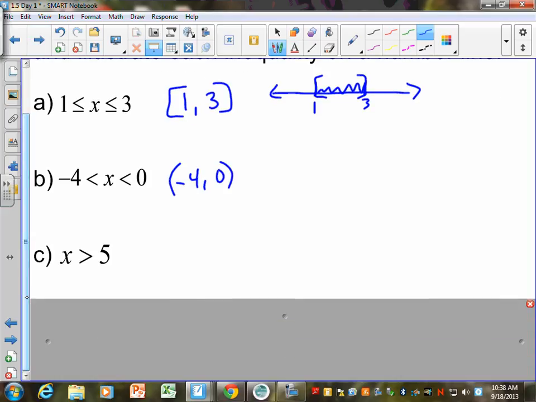How do you know whether it's infinity or negative infinity? Look at the sign. If I'm going greater than 5, do you agree that 5 is the lowest number I'm going to have? And is 5 included or not included? So that would be parenthesis 5, and it goes on forever. So to show that, I put infinity, and I always have a parenthesis next to my infinity.